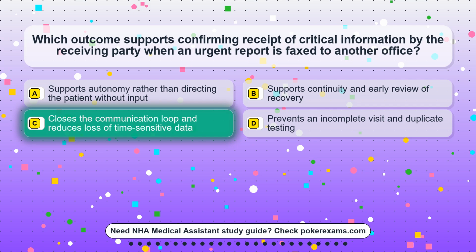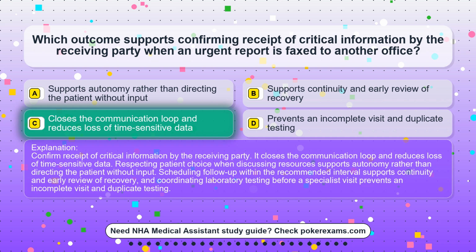The correct answer is option C. Closes the communication loop and reduces loss of time-sensitive data. Confirm receipt of critical information by the receiving party. It closes the communication loop and reduces loss of time-sensitive data. Respecting patient choice when discussing resources supports autonomy rather than directing the patient without input. Scheduling follow-up within the recommended interval supports continuity and early review of recovery, and coordinating laboratory testing before a specialist visit prevents an incomplete visit and duplicate testing.